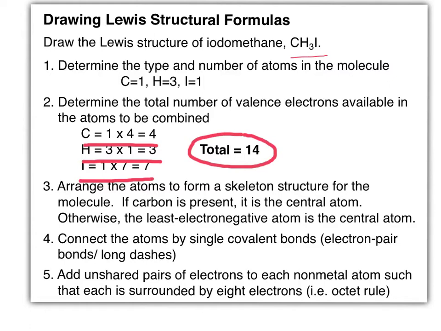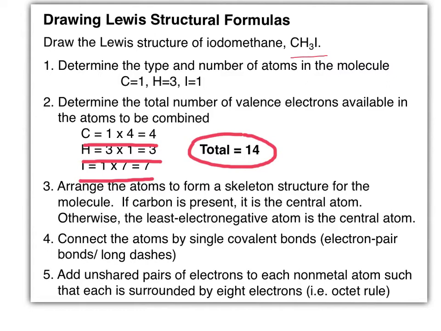in our Lewis structure. The next step is to arrange those atoms to form a skeleton structure for the molecule. I'm going to draw this molecule on the next slide in just a second, but what you need to figure out first is which atom will serve as the central atom in the molecule. If carbon is present in the molecule, you can assume that carbon is almost always going to be the central atom.